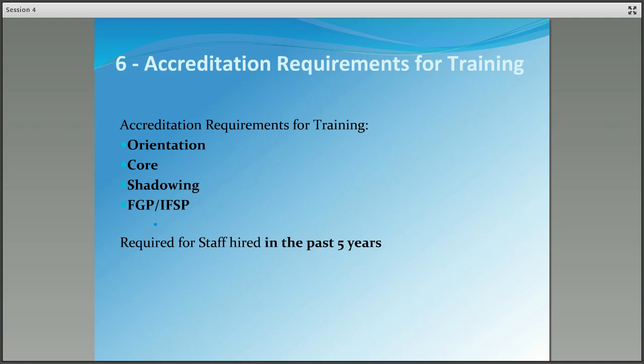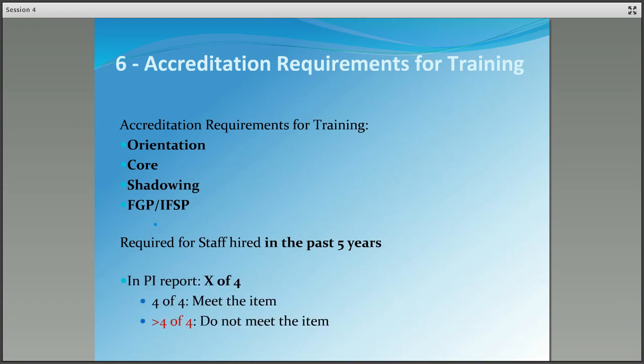Number 6, accreditation requirements for training. So this next item refers to requirements of training for staff hired in the past 5 years. The orientation trainings, core trainings, or intensive role-specific trainings, shadowing, and family goal plan trainings. Some of these trainings need to occur before the first visit or within a worker's first 6 months in their position. Pay extra attention to when entering trainings into the MIS. A mistake in the code for topics and subtopics can prevent the trainings from showing up in the reports, and the target won't be met.